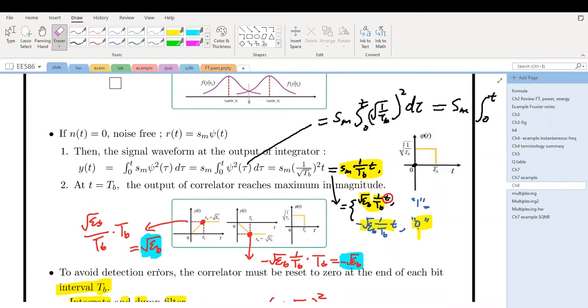In this video, we're going to discuss the decision rule of the receiver. Now let's review the output of the receiver. If digital 1 is transmitted, we know the output of the correlator is increasing positively, and at TB, at the end of the pulse, it reached the maximum. If digital 0 is transmitted, it's decreasing with time. At the end of the pulse duration, it reached the minimum.